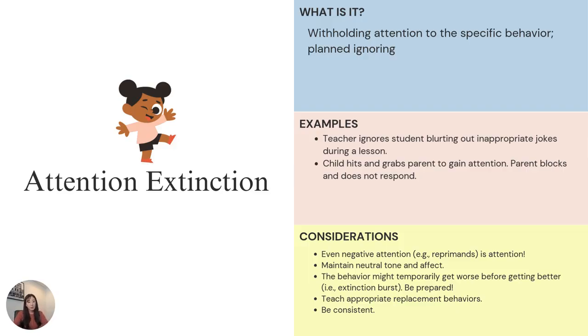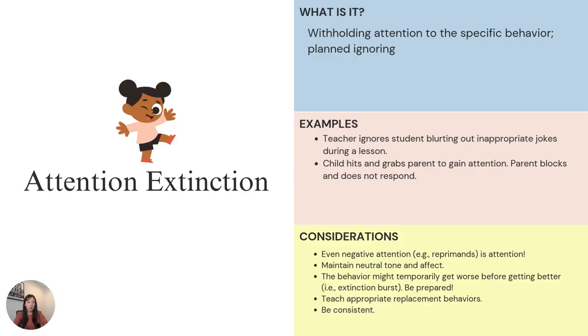Attention extinction procedure. This is a strategy for attention maintained behaviors. So, what is it? Withholding attention to the specific behavior or planned ignoring. So, examples: teacher ignores student blurting out inappropriate jokes during a lesson. Child hits and grabs parent to gain attention. Parent blocks and does not respond.